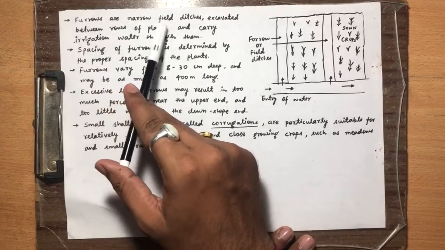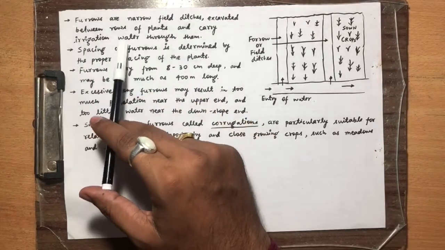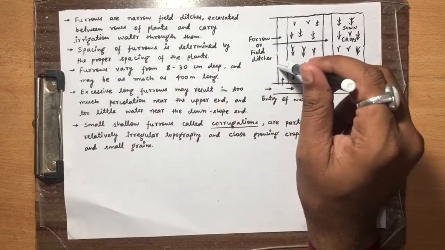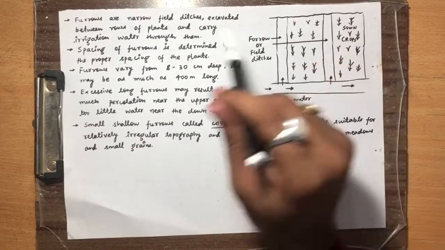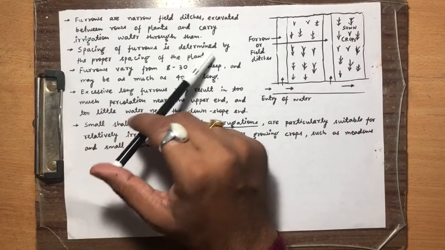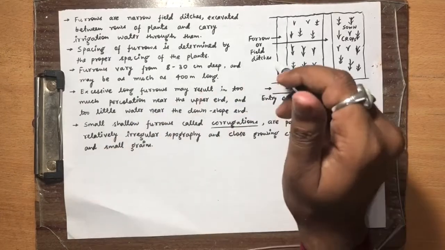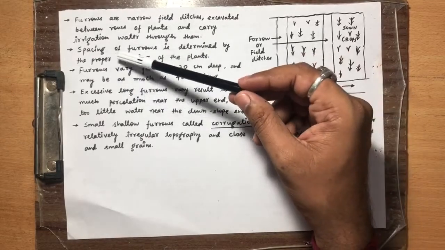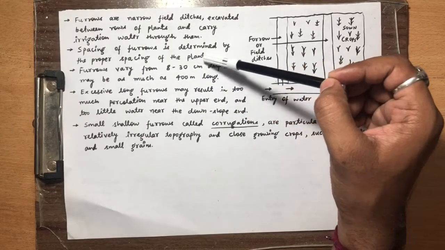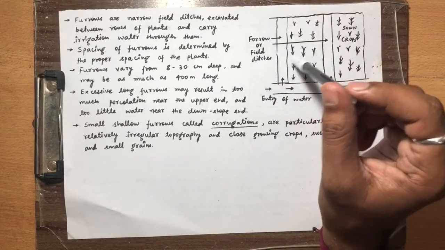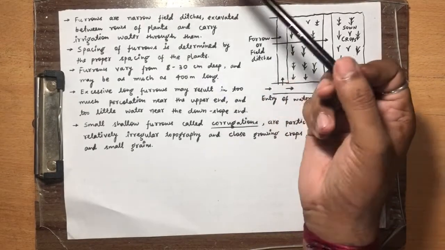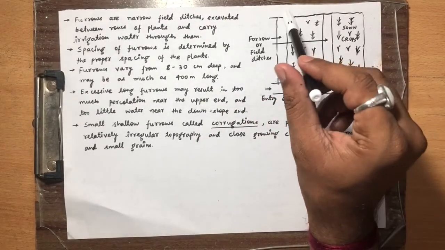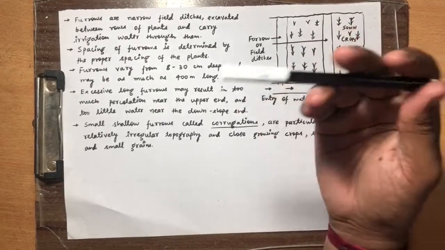Furrows are narrow field ditches excavated between rows of plants and carry irrigation water through them. So these are the furrows, small ditches which are carrying irrigation water. Spacing of furrows is determined by the proper spacing of the plants, so this spacing depends upon the spacing between the plants. Furrows vary from 8 to 30 centimeters deep, so the depth can vary from a minimum of 8 up to a maximum of 30 centimeters, and may be as long as 400 meters. So we can make these furrows as long as 400 meters.